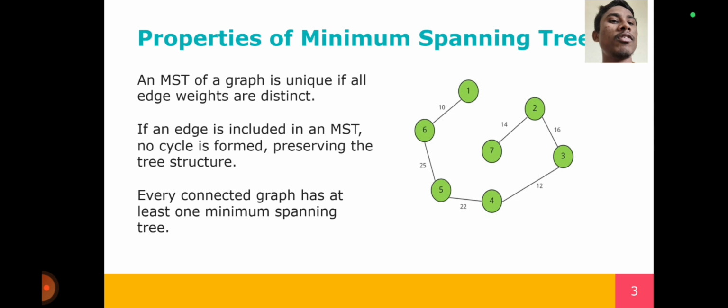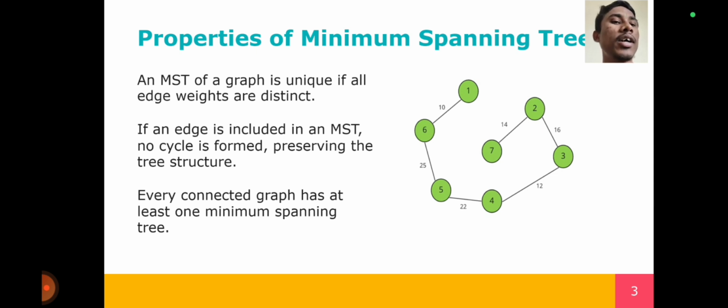Properties of spanning trees. A minimum spanning tree of a graph is unique if all edge weights are distinct. If any edge is included in the MST, no cycle is formed, preserving the tree structure. Every connected graph has at least one minimum spanning tree.